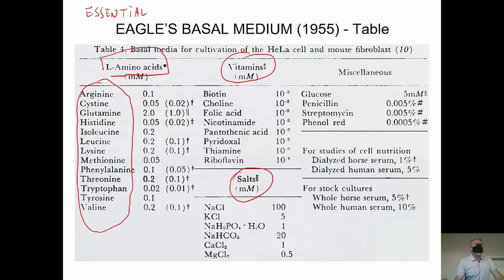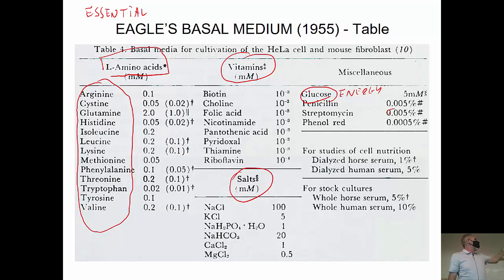A few miscellaneous things that are included. So glucose, what do you think glucose is there for? It's food. This is energy. So it's required for energy. We also get carbon out of it. Penicillin. So we add penicillin, which is an antibiotic. I think you all know that.